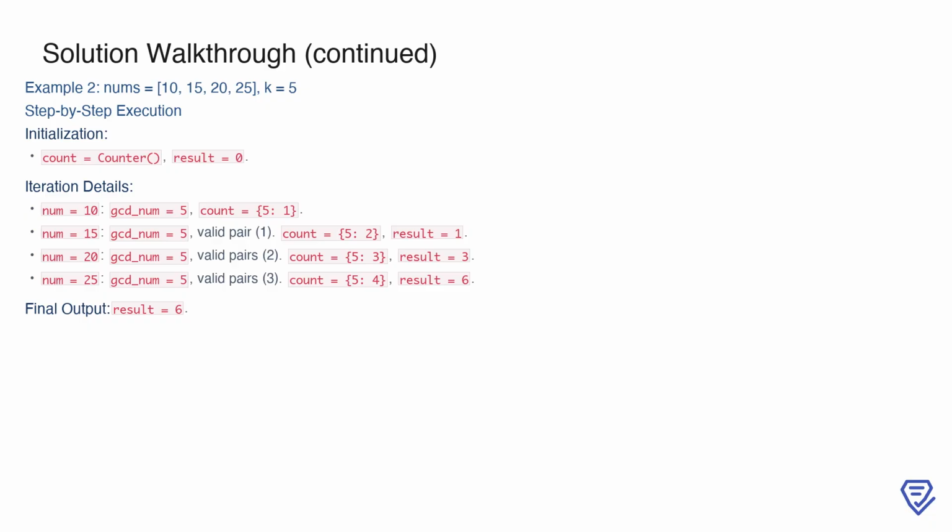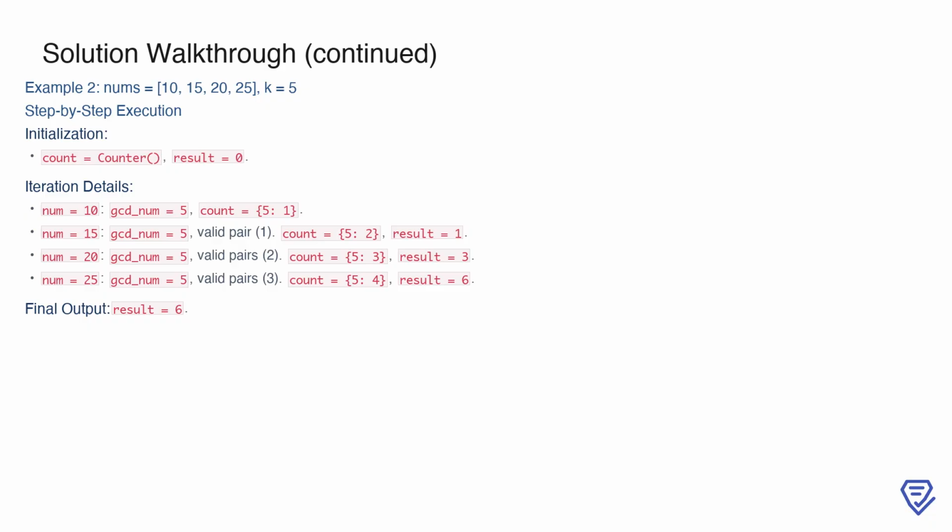For number equals 20, the GCD is again 5. This time, there are 2 valid pairs, as there are 2 previous occurrences of gcd_number equals 5. We update the hash table to count equals {5: 3}, and the result to 3.